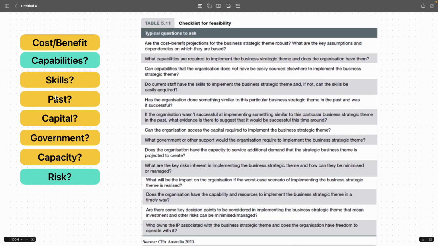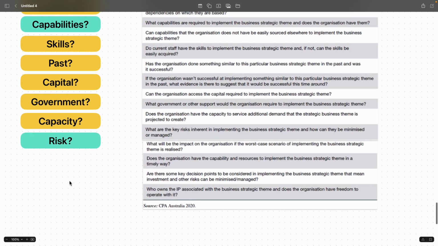Are you okay in this part? Then you have this: what will the impact be in the worst case scenario? So what are the worst case scenario outcomes? And then, are there key decisions to be considered by the implementing team so that investment or other risks can be minimized? And who owns the IP? Can you see all those questions asking you whether you can do or cannot do, correct? At the end of the day, it's about your internal resources and capability to support the strategy.